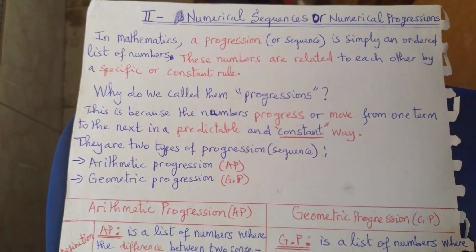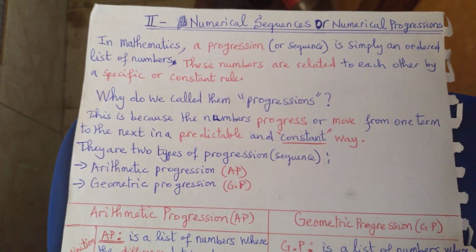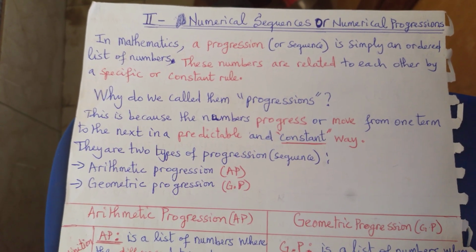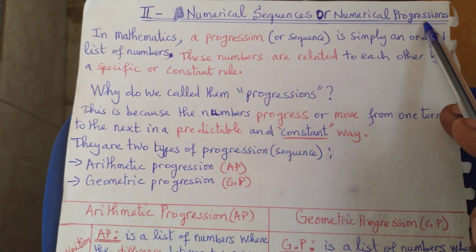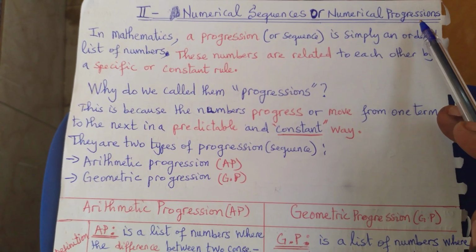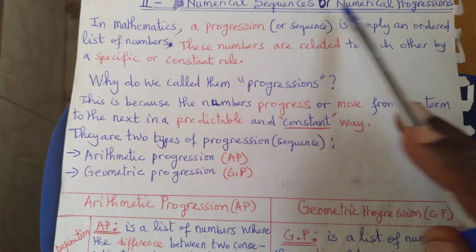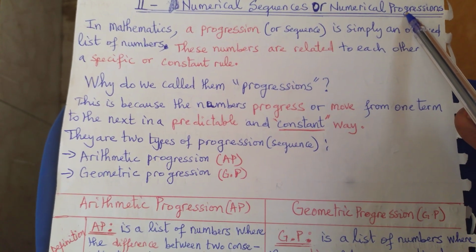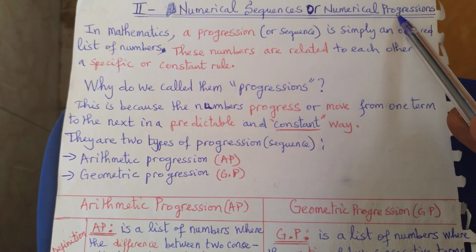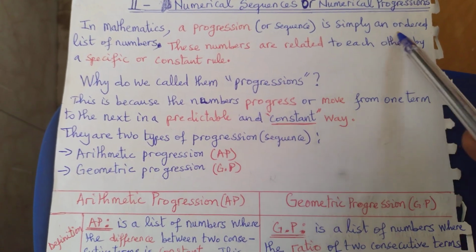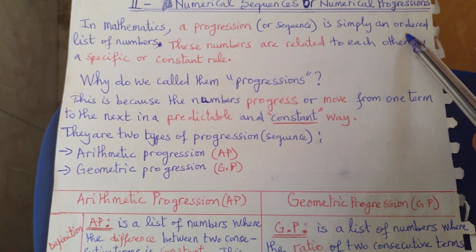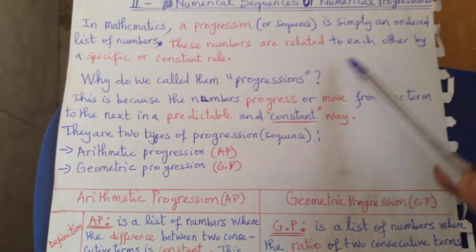Okay, class, let's continue with this second section, which is numerical sequences or numerical progressions. What you have to understand here is that we can say sequences or progressions. In mathematics, a progression or a sequence is simply an ordered list of numbers.